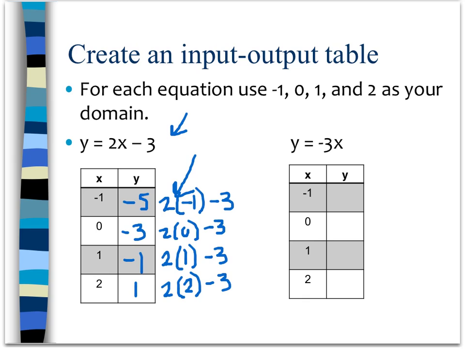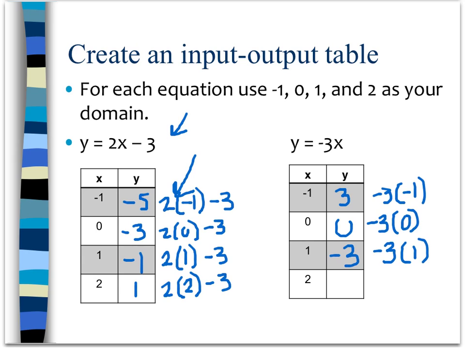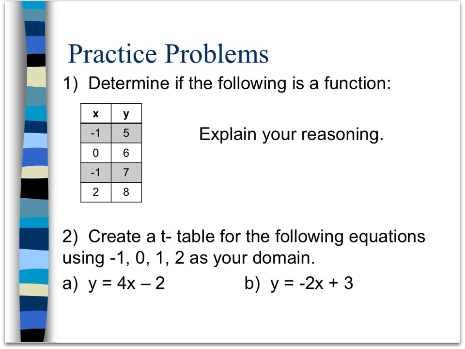We're going to do the same thing with this next one. y equals -3x. So -3 times -1 is 3. -3 times 0 is 0. -3 times 1 is -3. And -3 times 2 is -6, creating an input-output table.